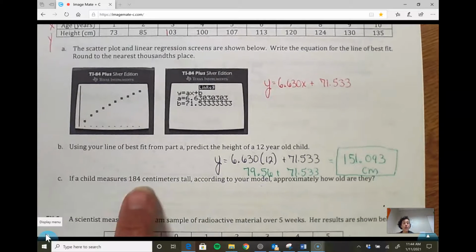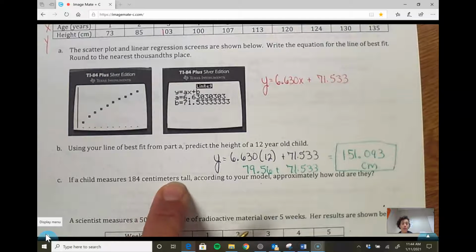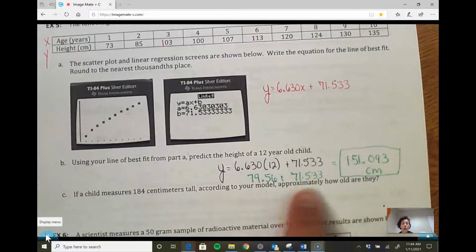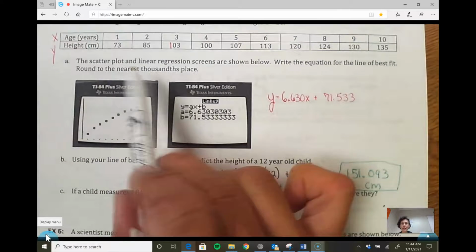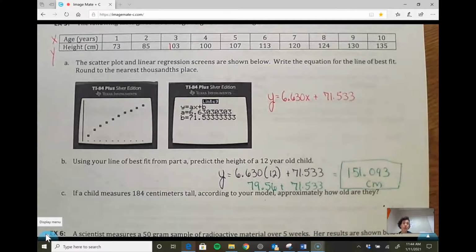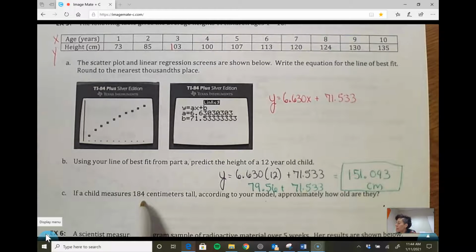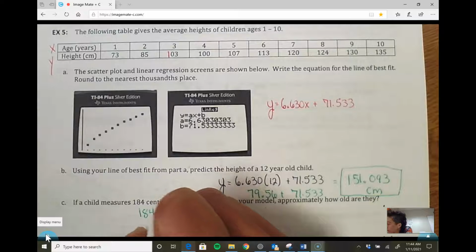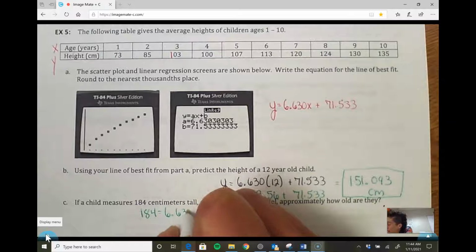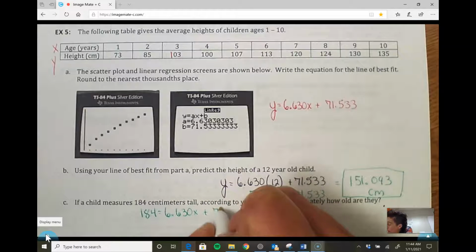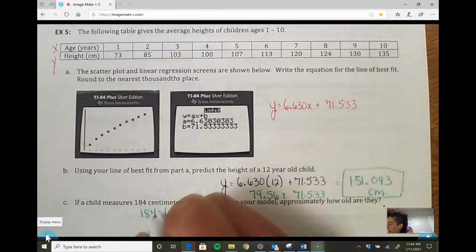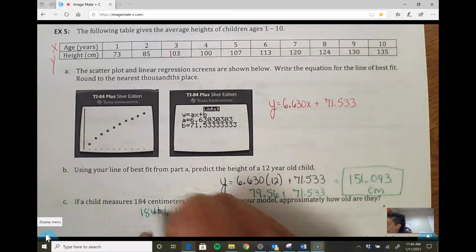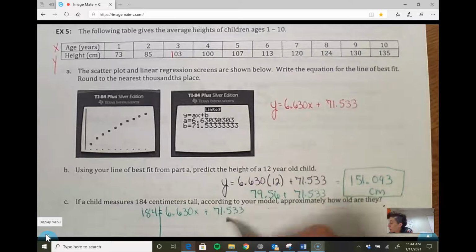Now, if a child measures 184 centimeters tall, then according to this model, not up here, how old are they? Now, 184, again, that's not even on here, so I couldn't even guess their age. I know they're going to probably be older than 10. But since this is the height, remember that's going to go in for y. And I'm just putting everything in place. And then we just go about solving for x, but because the numbers have such crazy decimals, I would just use my calculator. So first, to get x alone, I'm going to move this number.